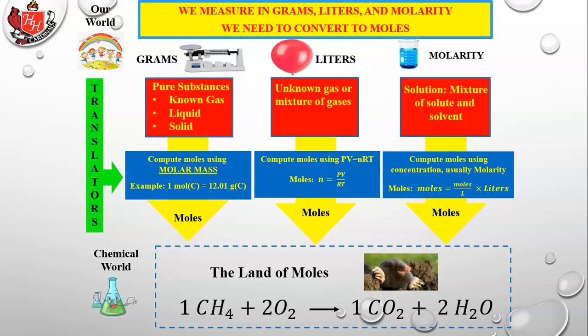So in the equation below, it takes one molecule of CH4 to match up with two molecules of O2 to produce a molecule of CO2 and two molecules of H2O. So chemical equations count numbers of molecules or particles in general.